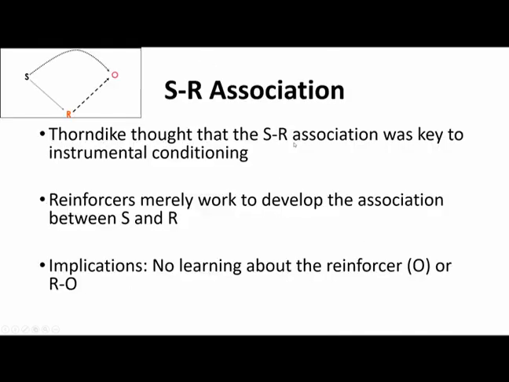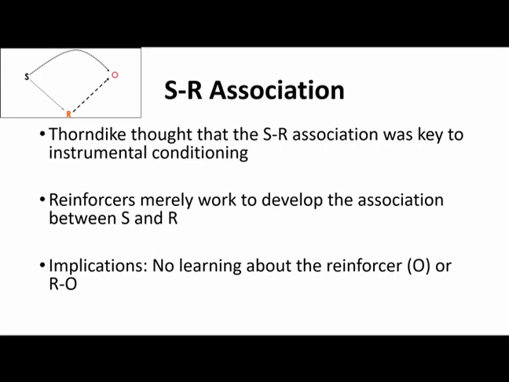Okay, so let's actually break these down based on each of the three types of associations, and then we'll come back to our example once we've touched on all of these specific associations and what's going on, and then we'll see how much we've changed our understanding once we get to that point. So the first of these is our SR association, this association right here. And as I said, this was the association that Thorndike thought was the most important when it comes to instrumental conditioning. This SR relationship was essential to Thorndike's law of effect.